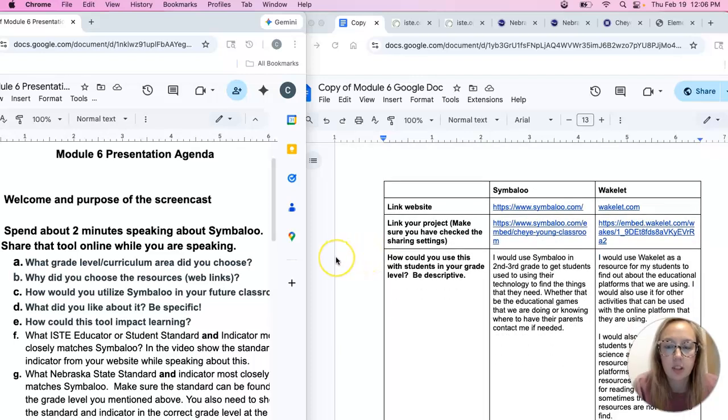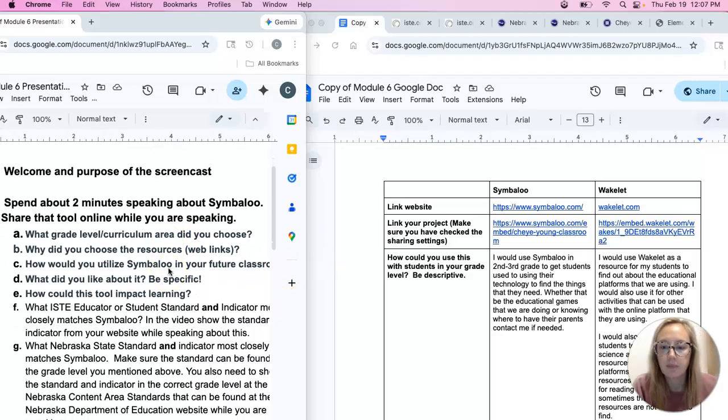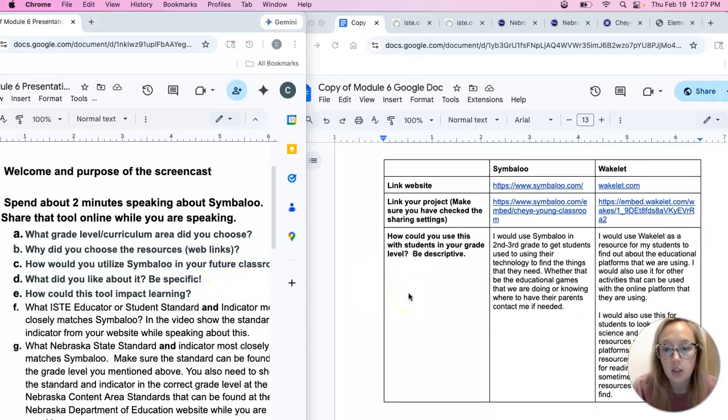So we researched Syllaboo and Wakelet, and with Syllaboo I chose to use 2nd and 3rd grade, and we would use this for students to be able to use their technology to find things that they need, whether that be the educational games, what we're doing, and then also knowing where parents can also use it to have contact if we need to.